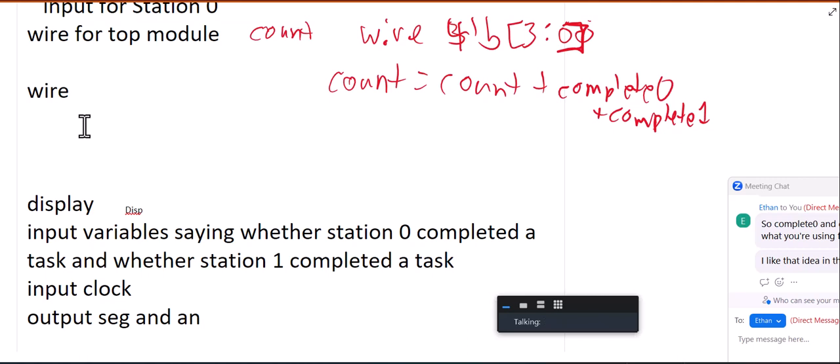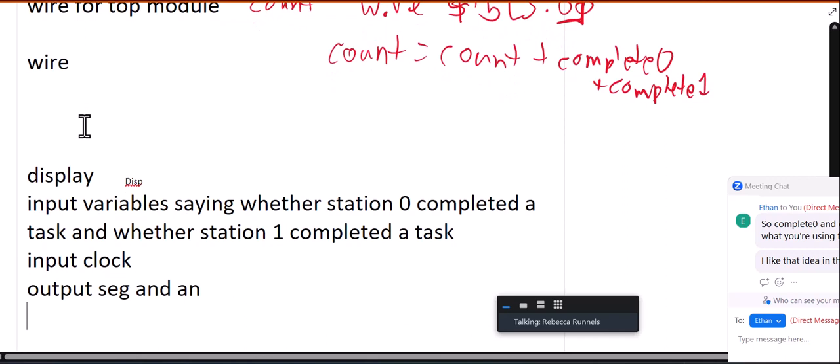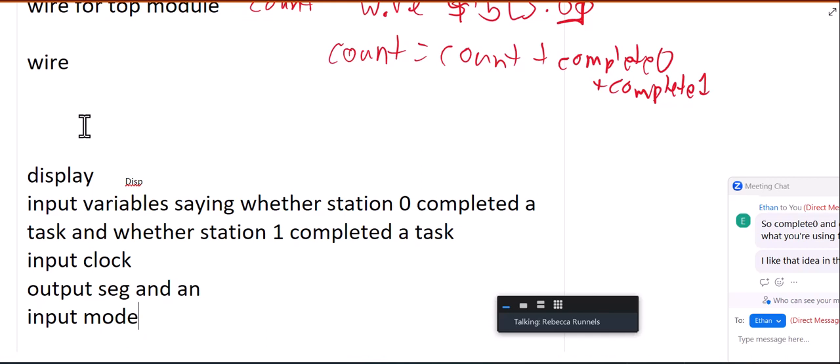I don't know, because I haven't really done the reset yet. I probably need to put something in here. I probably need to have mode as an input as well, to make the count go back to 0 when the mode is at reset mode. I have not done that yet, but I probably should.